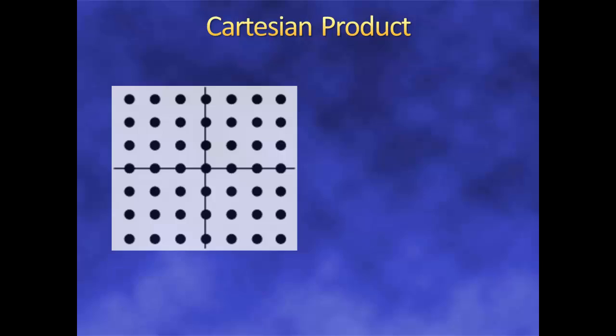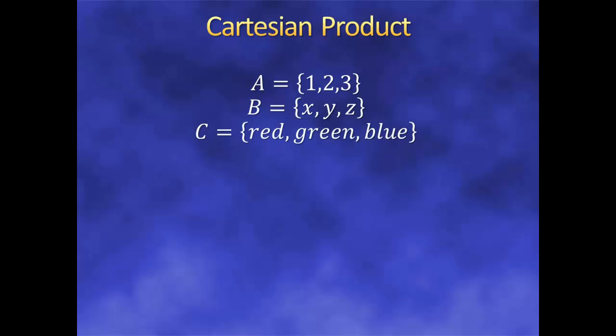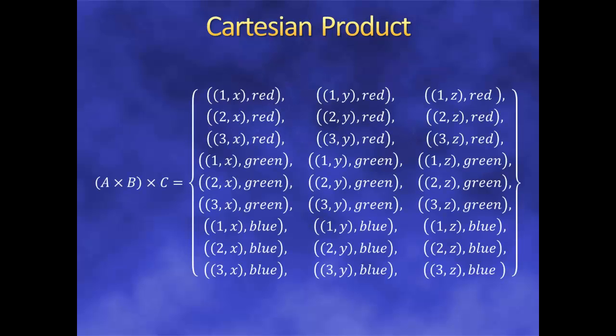Alternatively, we can represent a point lattice, which is the set of all ordered pairs of integers, such as on a geoboard, as Z times Z, or Z squared. We can further generalize the idea of a Cartesian product by multiplying more than two sets together. Suppose C is the set red, green, blue. Then we could take A times B and find its product with C. We would get a set of 27 elements.